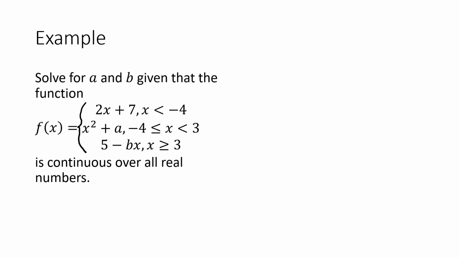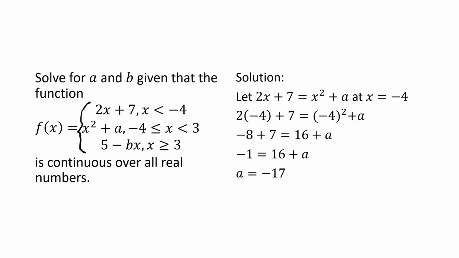Now, let's solve for a and b given that this function is continuous over all real numbers. Well, the first rule and the second rule meet at a boundary x value of -4. One's an open circle, one's a closed circle. So I'm going to want 2x plus 7 to equal x squared plus a when x equals -4. So let's do it. 2 times -4 plus 7 equals -4 quantity squared plus a. Ultimately, -1 equals 16 plus a, and a is -17.